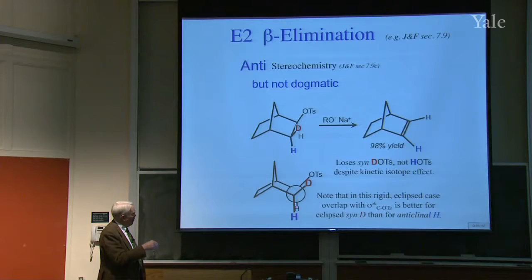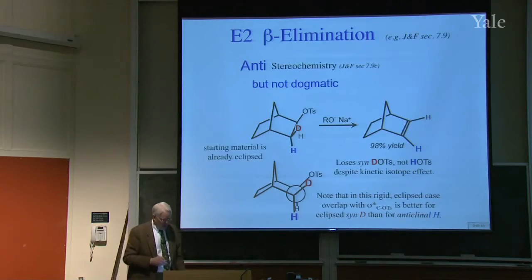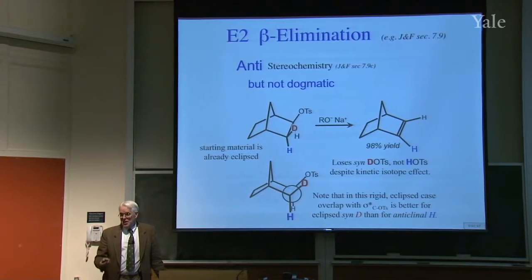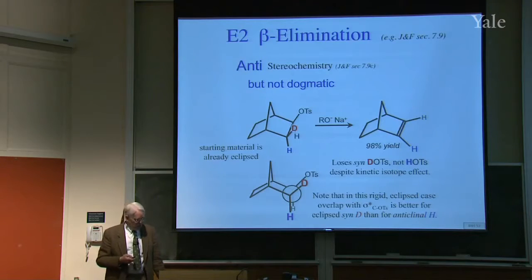There's not good overlap between the H and the OTS. It's anticlinal. And notice in this case that you don't have to pay a penalty for having the starting material for the syn elimination eclipsed. It's required to be eclipsed by the nature of the linkage among the carbons.